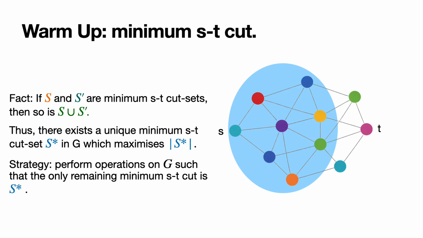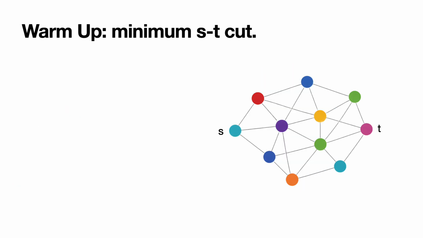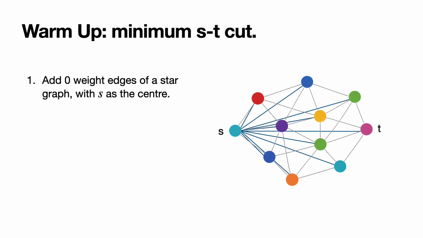Let me tell you how to do that now. We add zero weight edges of a star graph with S as the center, right? So this is applying operation 1 n minus 1 times. We just add a zero weight star to the graph. Now, we give each edge in the star a really small weight epsilon. So this is applying operation 2 n minus 1 times.